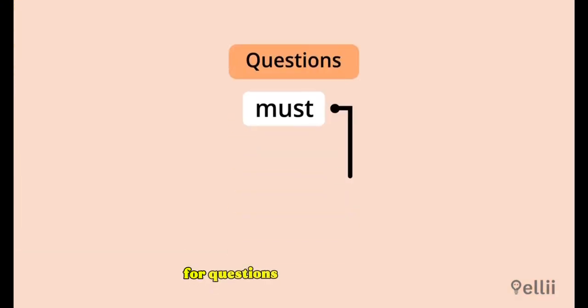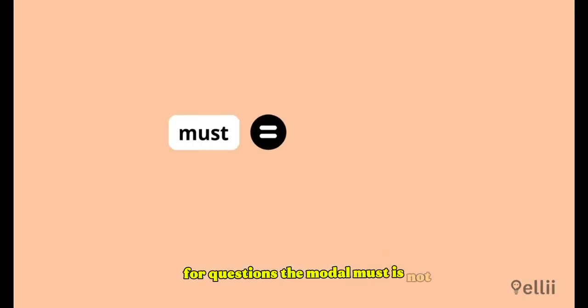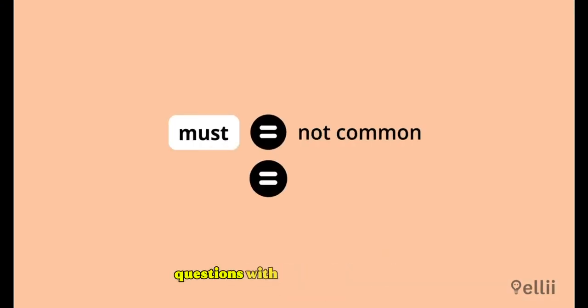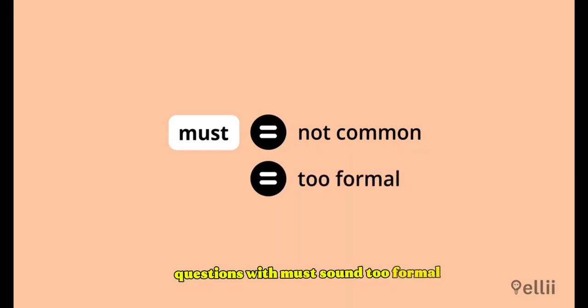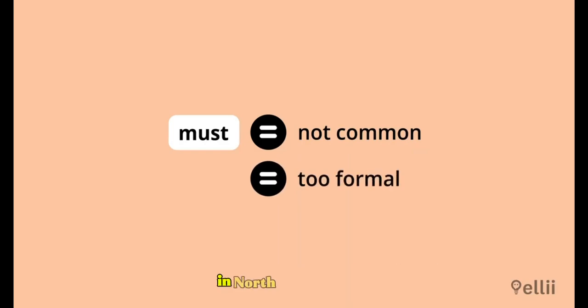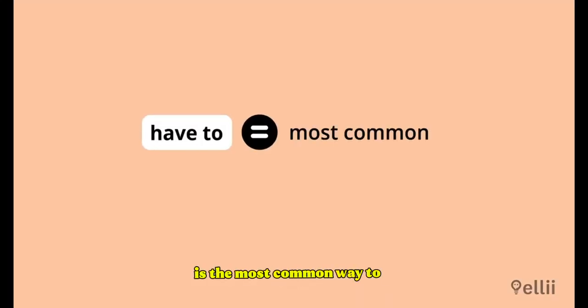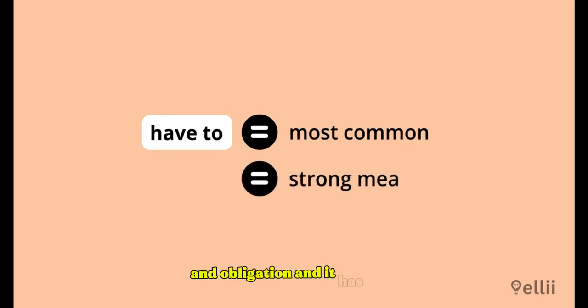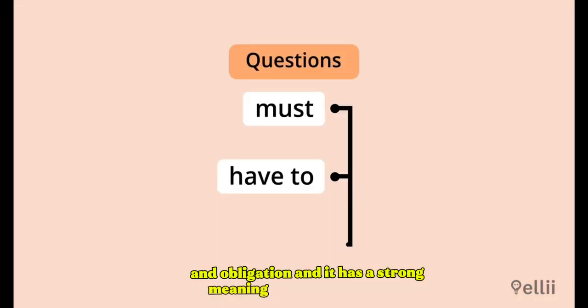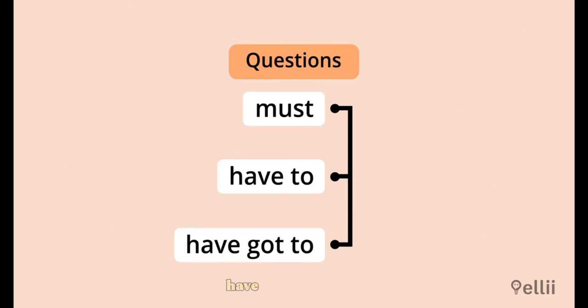For questions, the modal must is not common. Questions with must sound too formal for most situations in North American English. The modal expression have to is the most common way to ask a question about necessity and obligation, and it has a strong meaning. We almost never use have got to in questions.